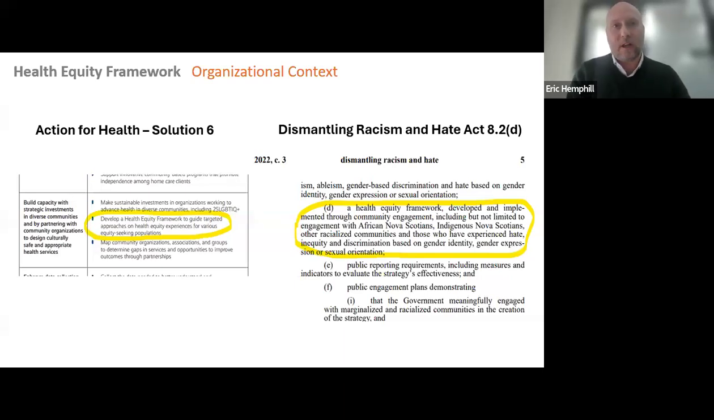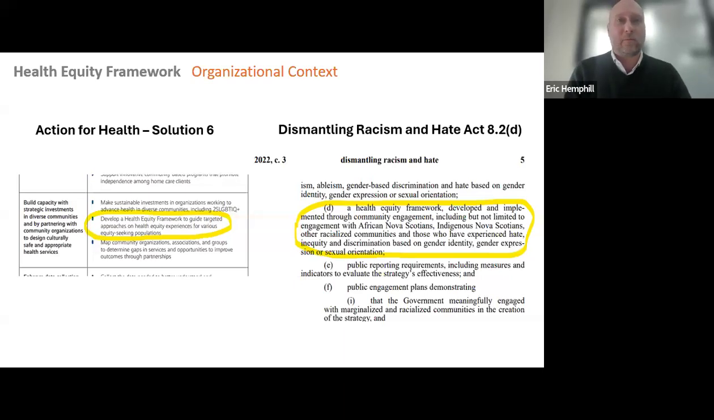So to get to a little bit more of the organizational context specific to where the framework here came from. The first piece, and likely I'd say the most foundational piece, is that it was named specifically in the Dismantling Racism and Hate Act, which was passed in the spring sitting of 2022. And that's, of course, the right-hand part of the slide. This came out from some engagements that were done in the development of the Act, I should say.